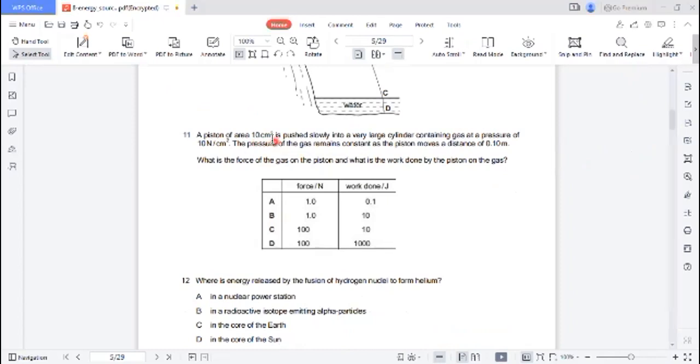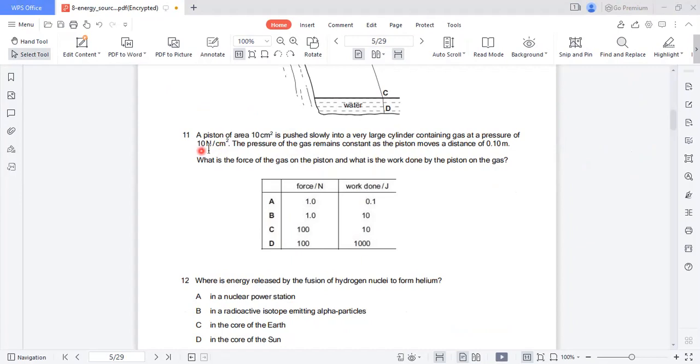A piston of area 10 centimeters squared is pushed slowly into a large cylinder containing a gas at a pressure of 10 newtons per centimeter squared. The pressure of the gas remains constant as the piston moves a distance of 0.1 meter. Let's mark the different physical quantities. This is the area, 10 centimeters squared, the area of the piston.